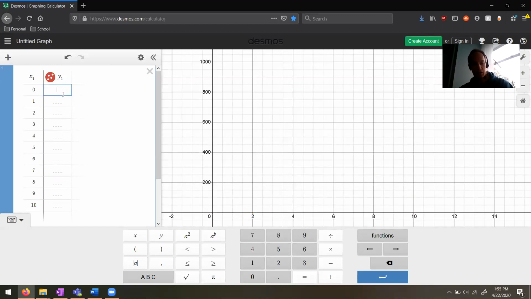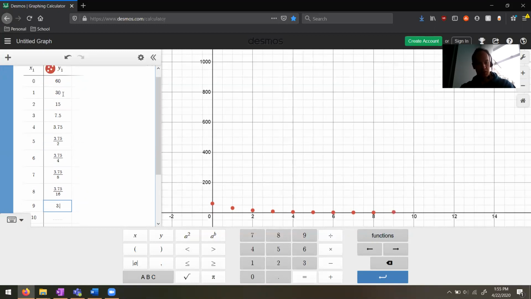I could start with a number like, let's go 60, and then I could divide it by 2, 30, 15, 7.5, 3.75, 3.75 divided by 2. Math started getting hard, so I'm just going to do it this way. 3.75 divided by 8, 3.75 divided by 16, and I can keep on going. 3.75 divided by 32, and maybe I'll just go one more for fun, but you get the point.